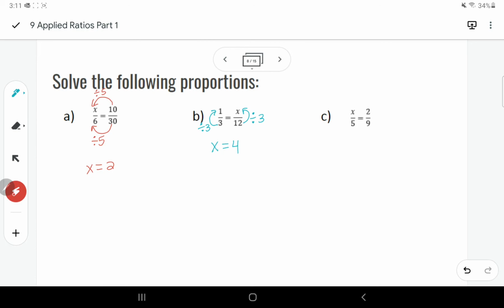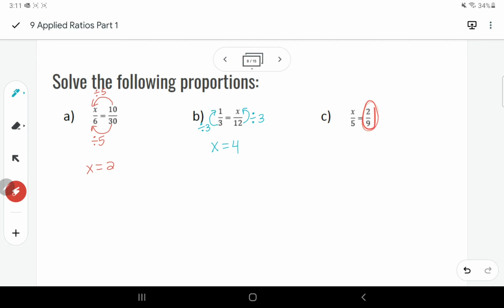When you get to the last one, this is x over 5 equals 2 over 9. So I want to see if I can find a pattern between the two ratios. Is there a pattern that I can do between 5 and 9? There's not. I don't know 5 times anything equals 9. And it would be a messy decimal if we did.